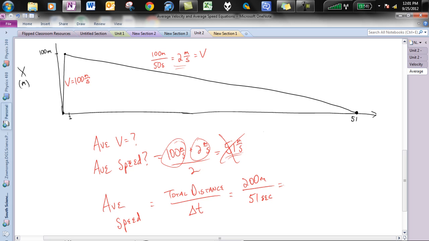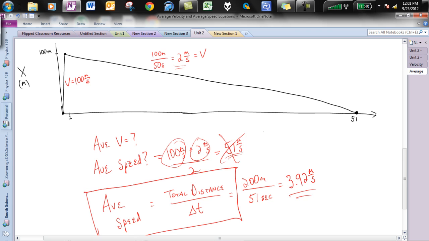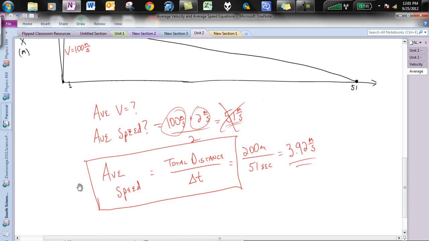So if we do 200 divided by 51, we get an answer of 3.92 meters per second, which in comparison to 51 meters per second, you'll realize, oh wow, this is actually a better representation of our motion, because we traveled about 2 meters per second for the majority of our time, but that 100 meters per second in the first second really does change the value, and it does make it a little bit larger. So our average speed calculation is going to be this. That is the equation that we need to know. This will be given to you on the test.